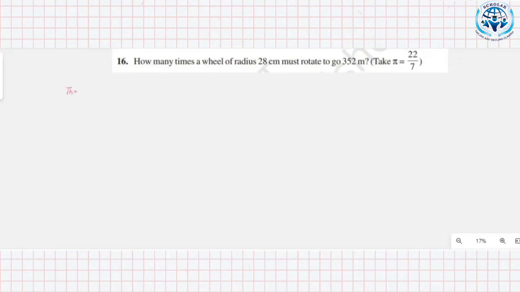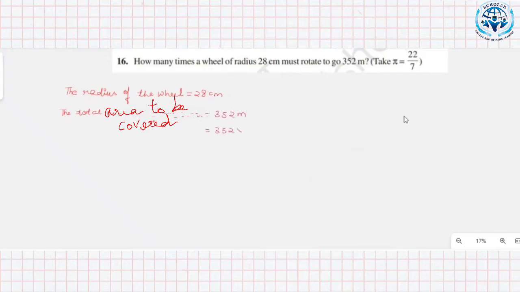Question number 16. How many times must a wheel of radius 28 centimeter rotate to go 352 meter? I told you already how to solve these type of questions. If the radius of the wheel is 28 centimeter, we will find the circumference to find out the distance which the wheel covers in one rotation. The total distance to be covered is 352 meter or 35,200 centimeter.